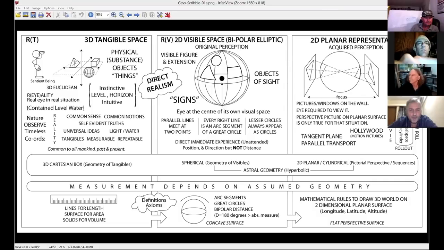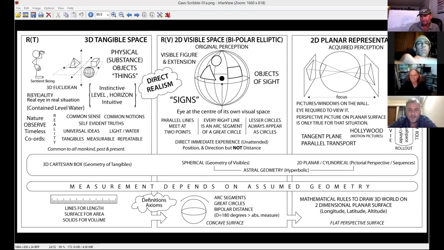Yep. So it's just to try and put it all onto one big diagram. The top kind of explains the physical world and we're looking at it in natural observations. The second one shows this visible figure and extension that we talked about. That's the way we see things. Parallel lines meet at two points. Every right line is an arc segment of a great circle. Circles always appear as circles if you're at the center of a sphere. If you look at a circle, it's always a circle. It never changes to an ellipse.